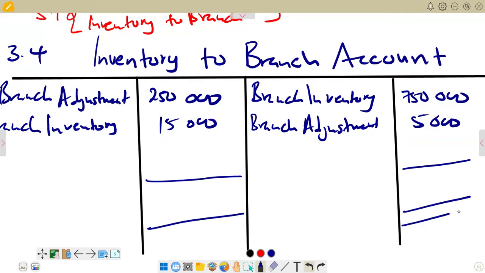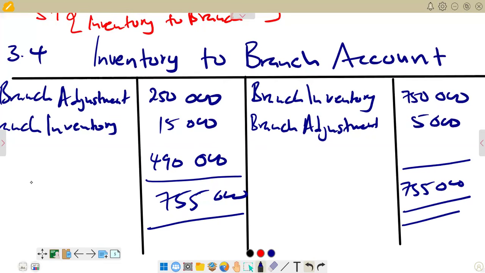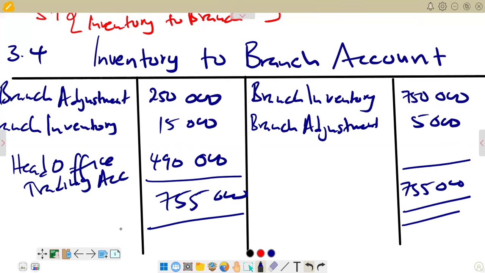So you'd see that the credit there is the greater total, which is 755,000. You come both sides in between the double lines. And then you see now the debit has got a smaller total. So you say 755,000 minus 15,000 minus 250,000, you get your balancing figure there, which is 490,000. And this balancing figure, you are supposed to transfer it straight away to the head office trading account. Head office trading account, 490,000. So this is what we have in terms of our inventory to branch.